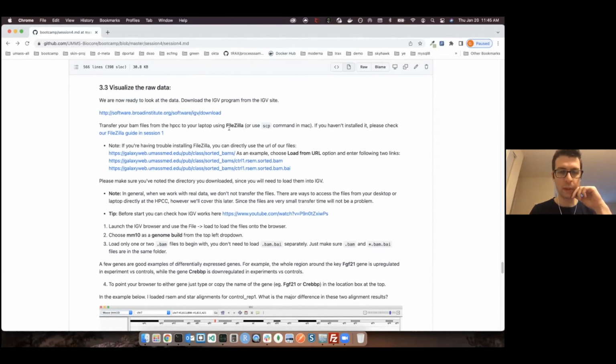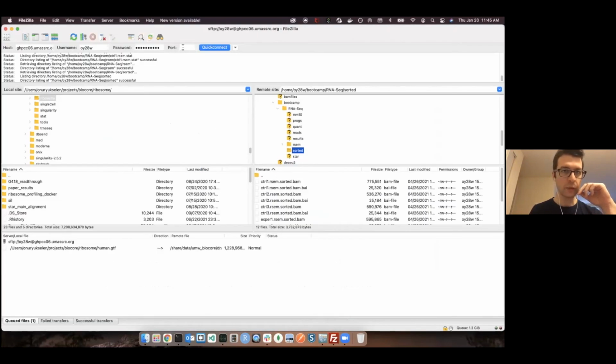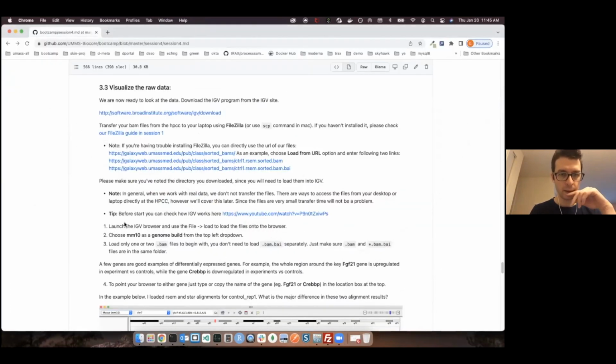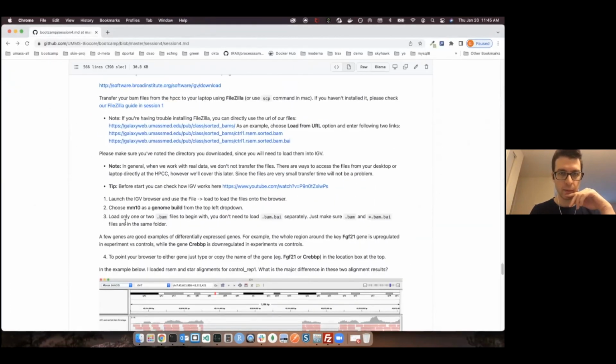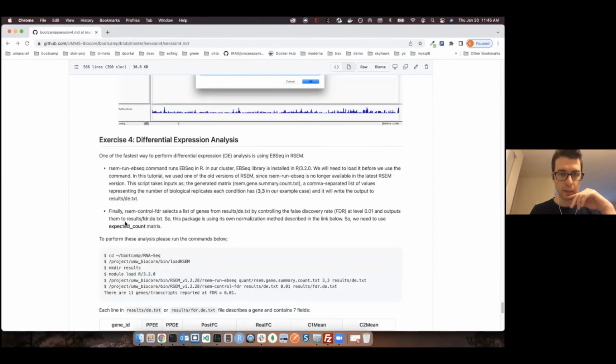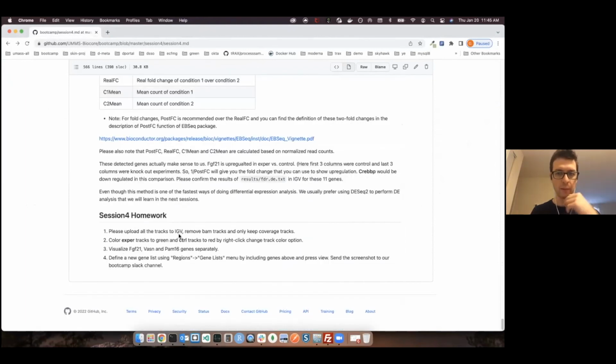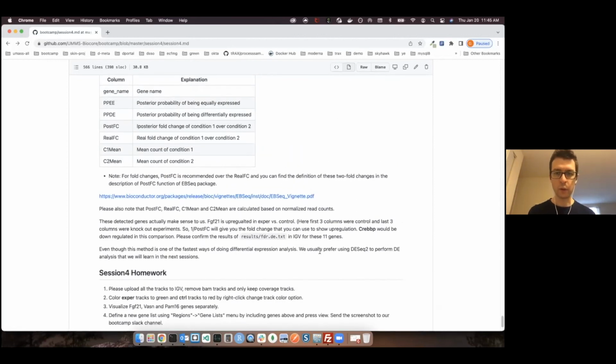If you have any trouble connecting with FileZilla, you might try entering the port value 22 as well. Sometimes it works with that. And please try to do this homework. And when you're done, you can send your screenshots to our Bootcamp Slack channel. And if you don't have any questions, we can end this session.